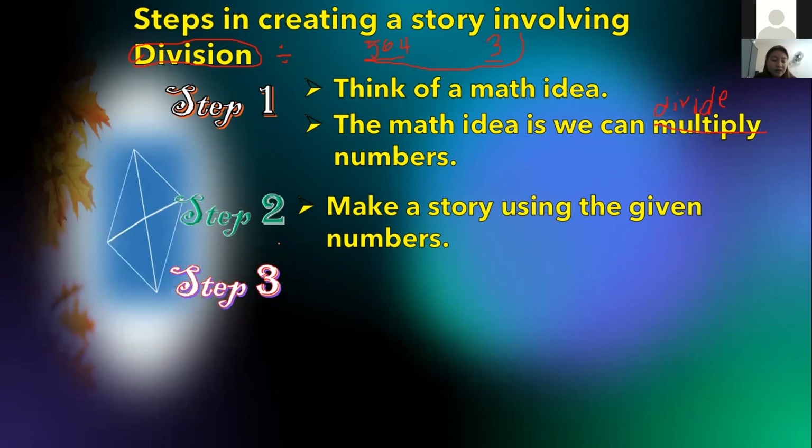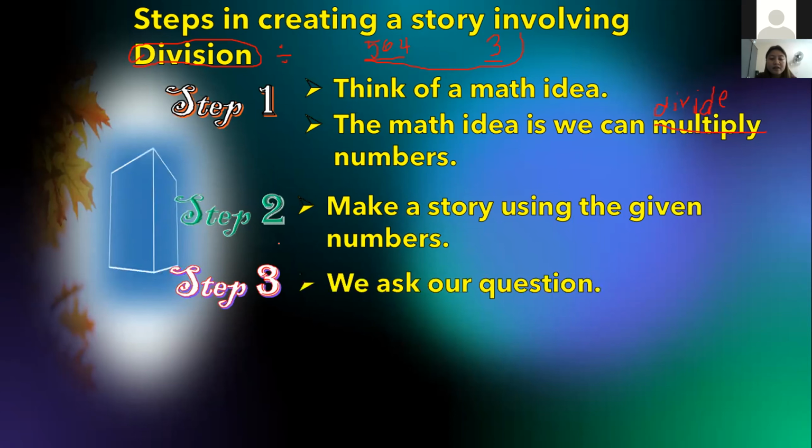And step 3, what is in step 3 there? We can ask the question. We already made a story, so we can ask the question, which comes at the end. In the example, you have "How many apples are there?" Can you follow step 3 in your book, page 213? It says the question is, "How many apples are there?" That is the question.